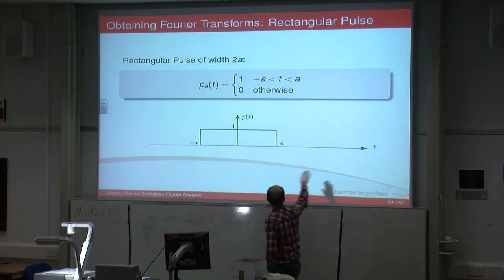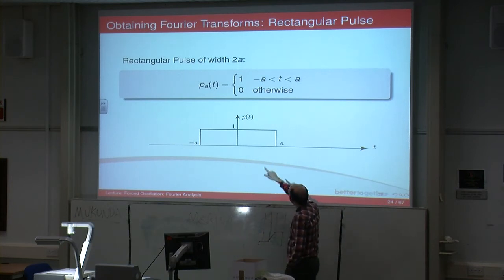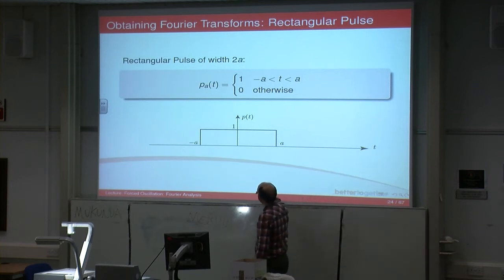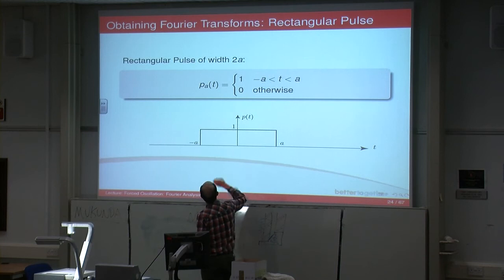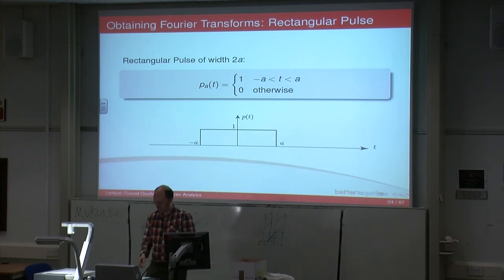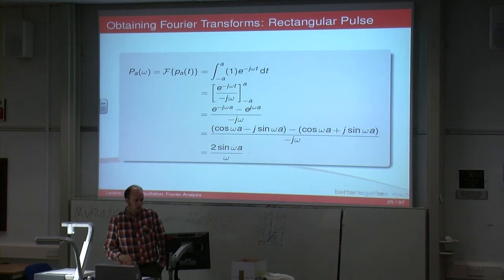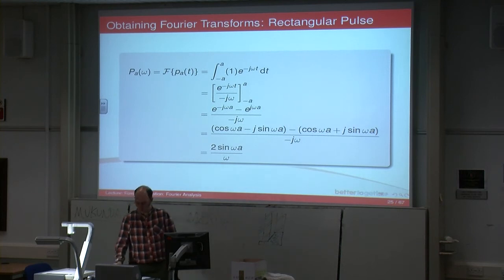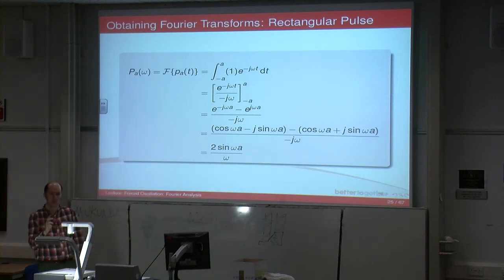So we've got time on the bottom, and a rectangular pulse of height 1 between minus A and A. Obviously, if you had 2 P A, then the height would be 2, and so on. Take the Fourier transform, big P of A. We integrate between minus A and A, because that's the only time when the value is non-zero. The value is 1, so we have e to the minus j omega t. We integrate that, and you get minus j omega on the bottom, between minus A and A. So you can stick in the values for minus A and A.